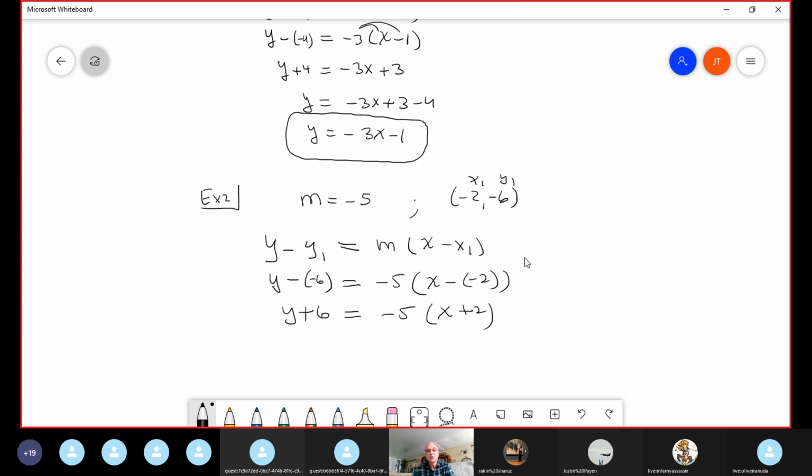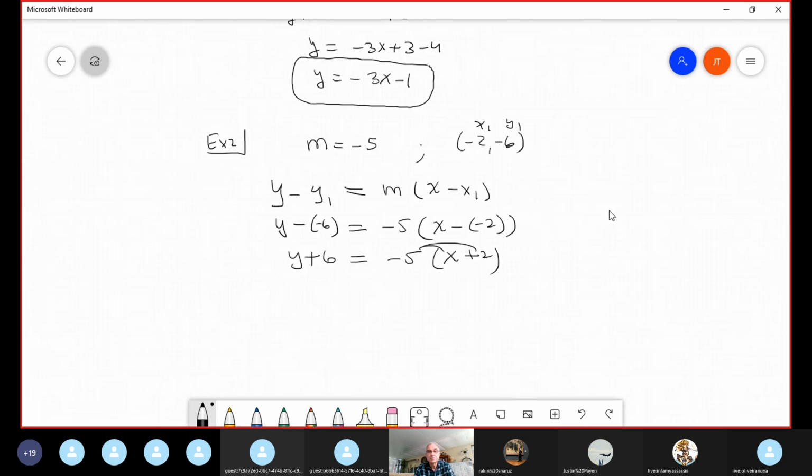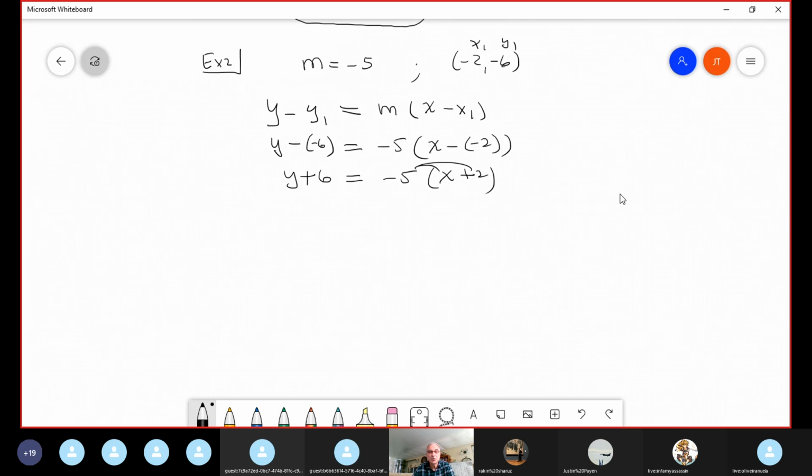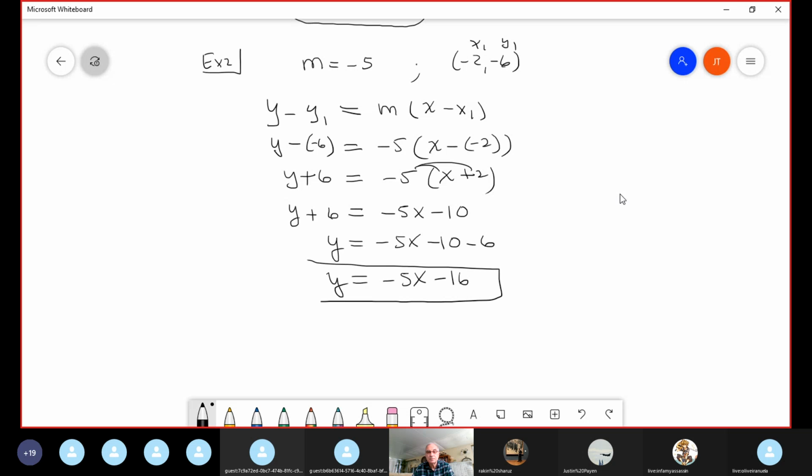Double minus becomes positive. Now you apply the distributive property. So y plus 6 is equal to minus 5x minus 10. So y is minus 5x minus 10 minus 6. Y is equal to minus 5x minus 16. That's the final answer. Remember, guys, enclose in the box the final answer, right? Always in the test. Okay?